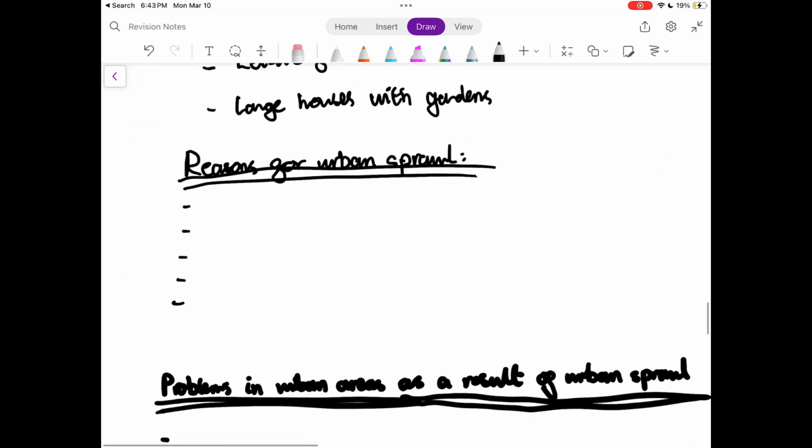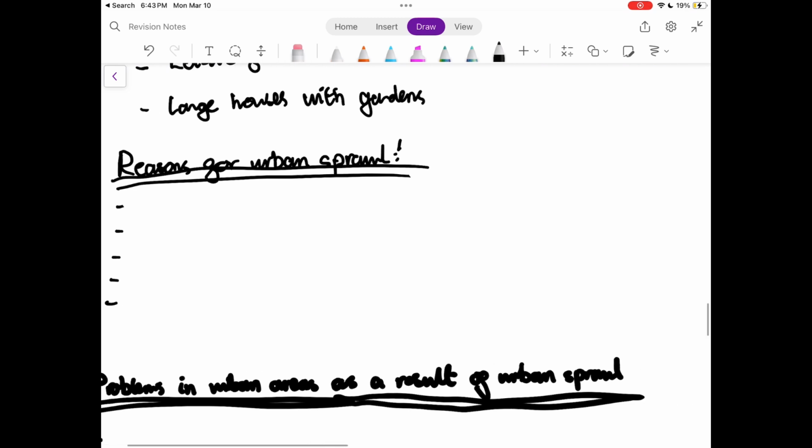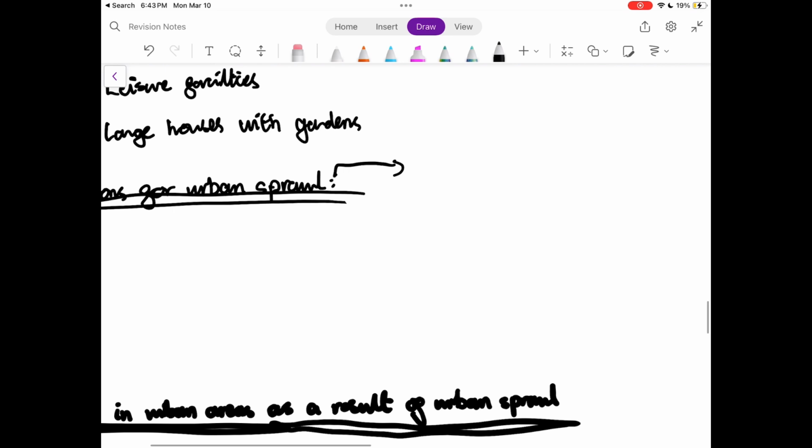So now we're going to be looking at the reasons for urban sprawl, and before we go into that, you need to know that urban sprawl is the rapid expansion of cities and towns.